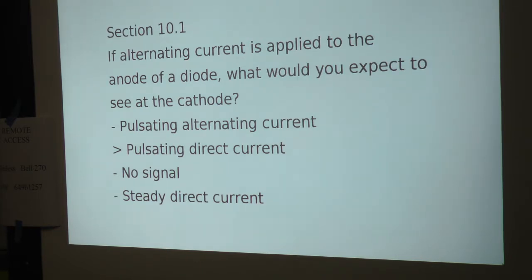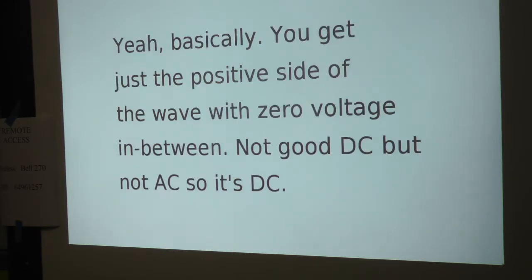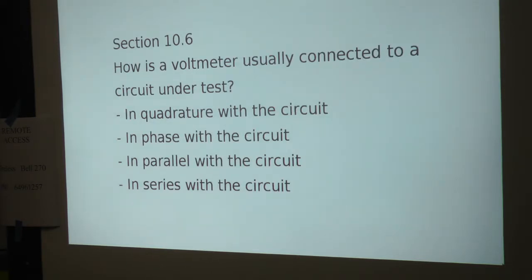So we got this one, pulsating direct current. Basically, you just get the positive side of the wave with zero voltage in between where the negative used to be. It's not good DC, but it's technically not AC, so it's DC. Again, never feed this into a DC circuit just through a diode. It's not really good DC. So you want a nice, clean, flat signal.